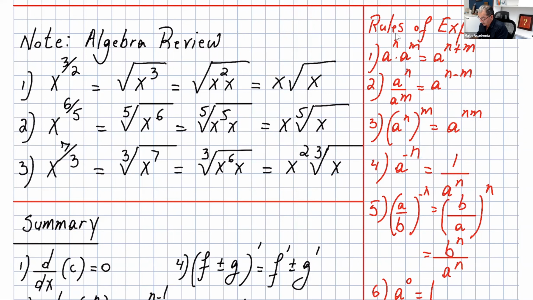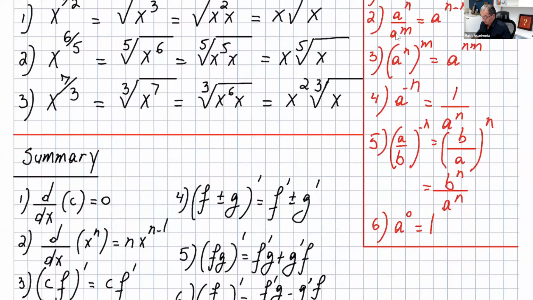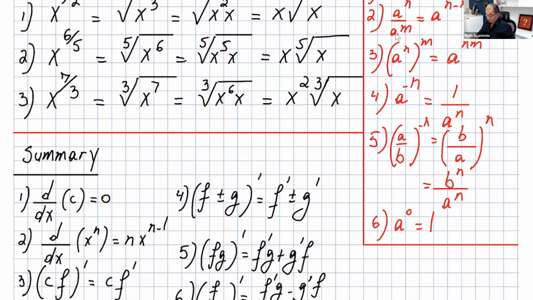If you have a fraction to a negative exponent, you can flip the fraction and write b over a to the power of n. And again, that's the same thing as b to the power of n over a to the power of n. And any number to the power of 0 is always 1.